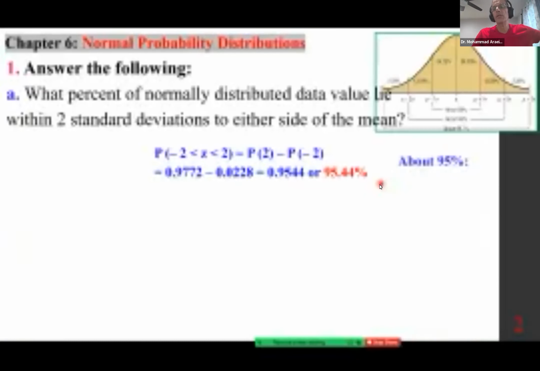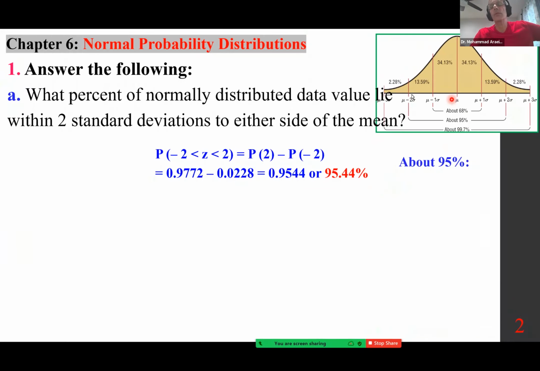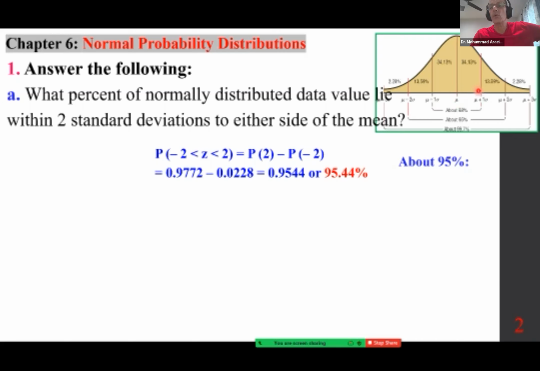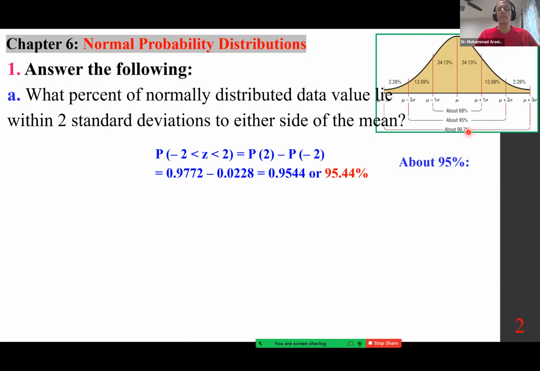And if you recall the empirical rule, when we are dealing with a bell-shaped distribution, starting from the mean, if we go 1 standard deviation on each side, it covers about 68%. If we go 2 standard deviations on each side, it covers about 95%, and that's what it's referring to. And if we go 3 standard deviations on each side, it covers almost everything, which is 99.7%. So it comes from this normal distribution table and graph.